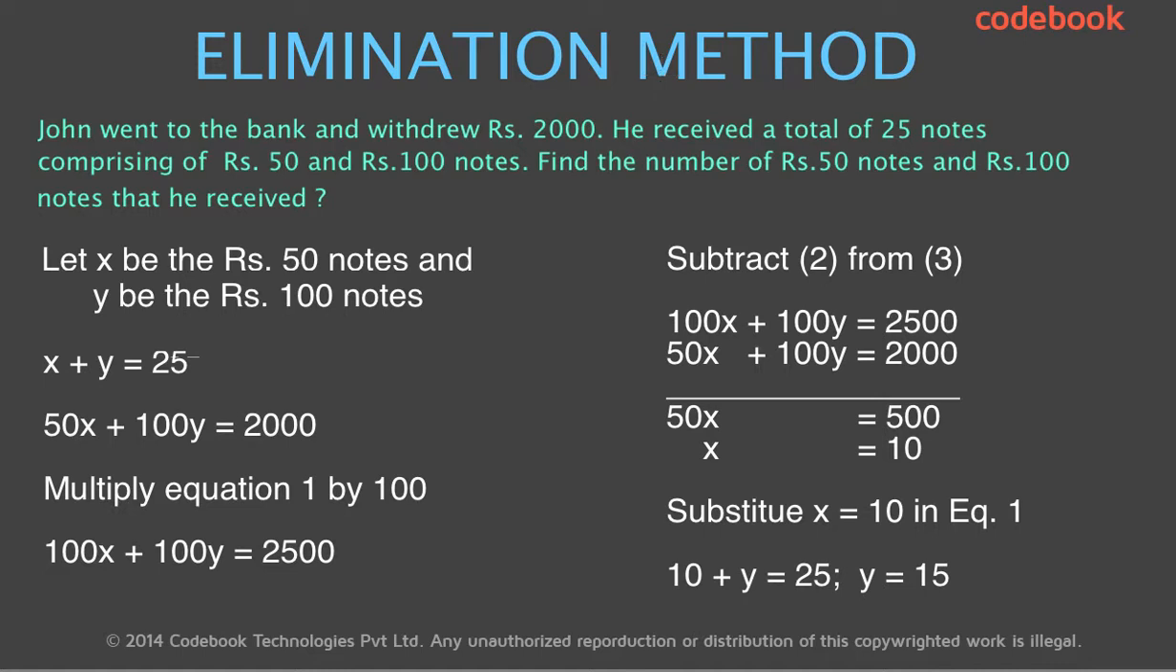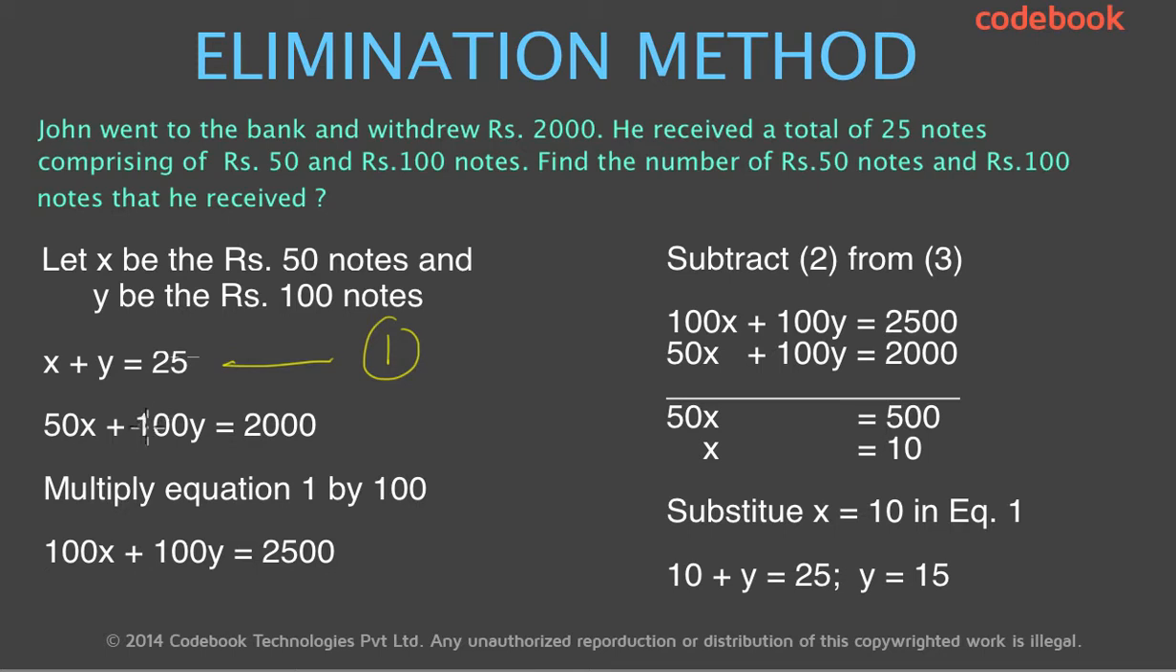First, let's start by saying that x be the number of 50 rupee notes and y be the number of 100 rupee notes that John received. So x plus y is equal to 25. That is your equation 1, because we know the count of these two notes is equal to 25.